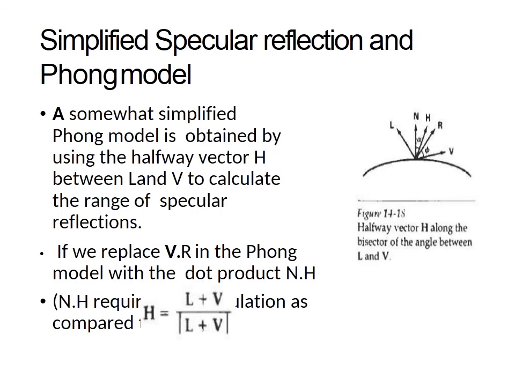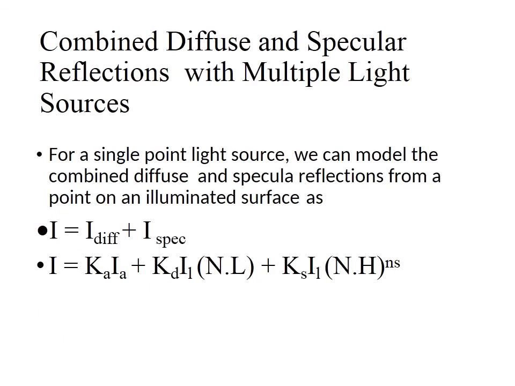A somewhat simplified Phong model is obtained by using the half vector H between L and V to calculate the range of specular reflections. If we replace V·R in the Phong model, the dot product N·H will be used instead. Combine diffuse and specular reflections with multiple light sources.